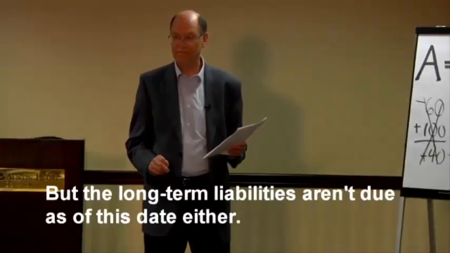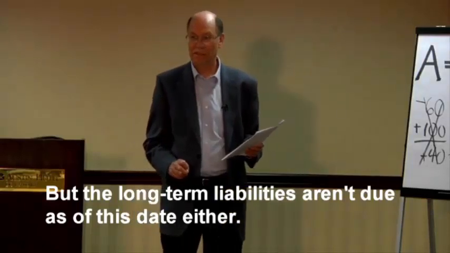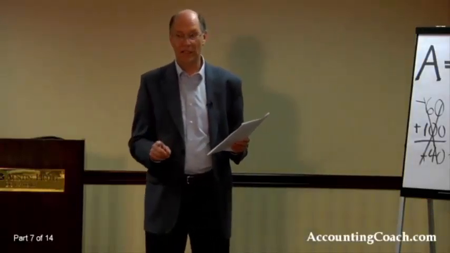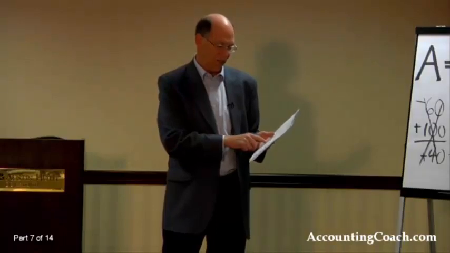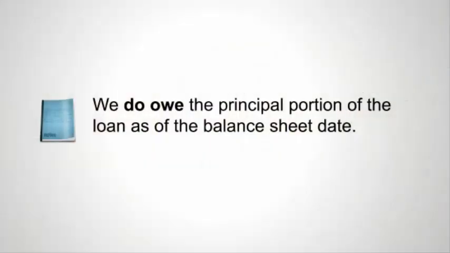But the long-term liabilities aren't due as of this date either. We owe it as of this date. So the next question is, well, why do we show the note here? It's not due. It's due in 30 years. So here's the answer. This amount for the notes is payable. We do owe the full amount of the principal. They gave us the money and we owe the full principal amount.